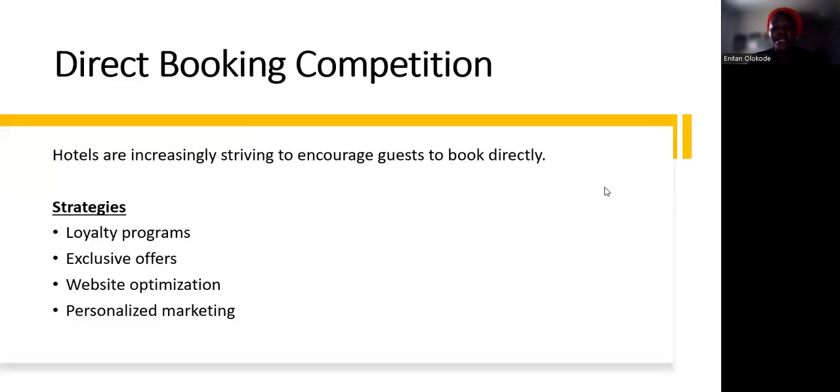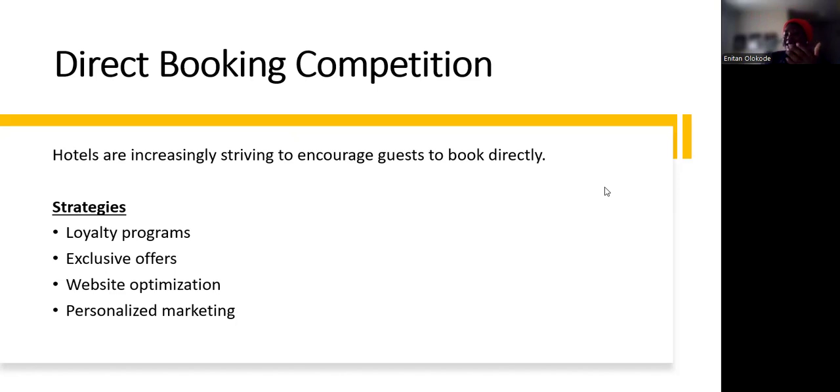Now we have direct booking competition. Yes, this one cannot be overlooked because we have so many competitors around us, and every one of us is working to achieve one thing, which is revenue generation, acquisition of guests, guest retention, and all. So that competition increases day by day. The competition of direct booking increases every day.